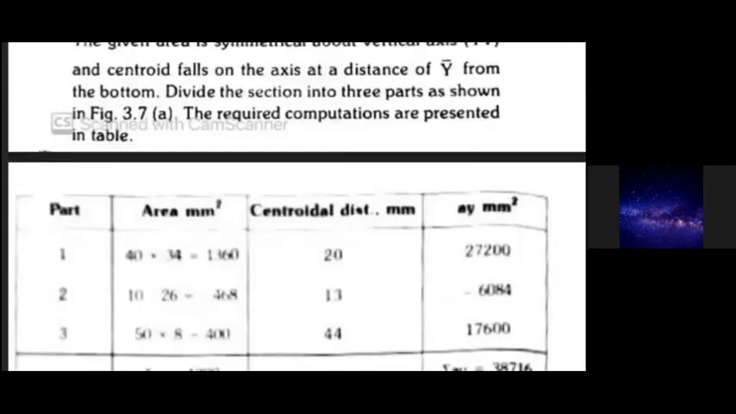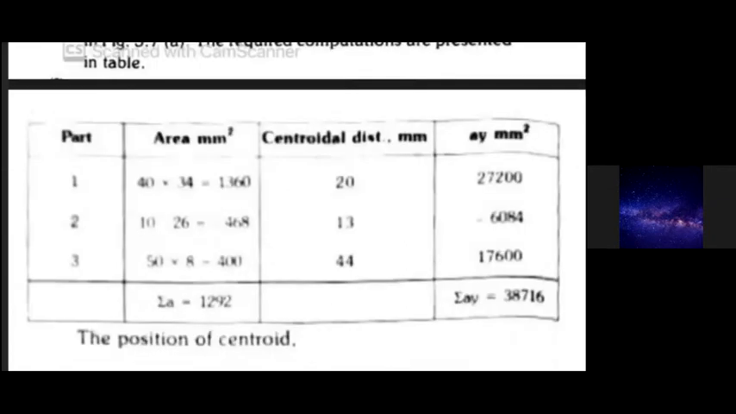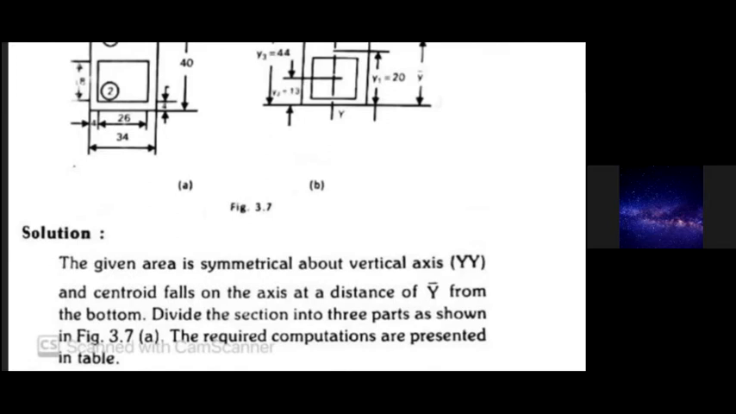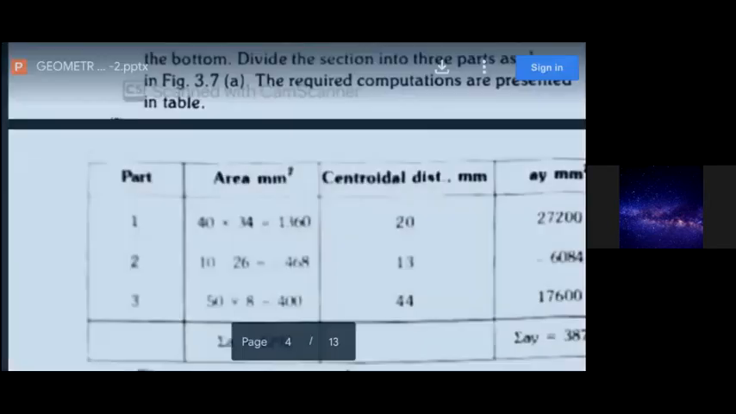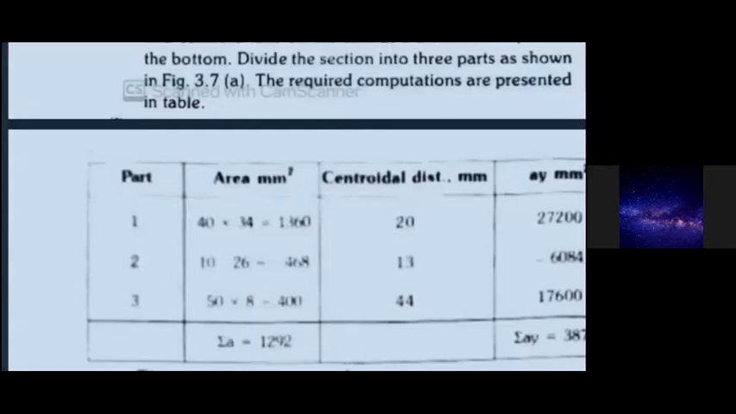Here we can draw a table. So first column is the part number, next the area of the part, next the centroidal distance of the part from the bottom axis, that is the x-axis, and next the product of a y.